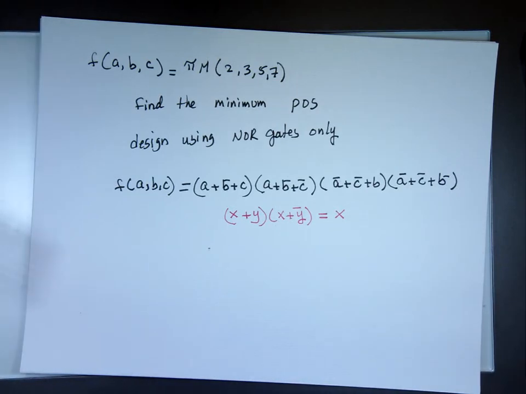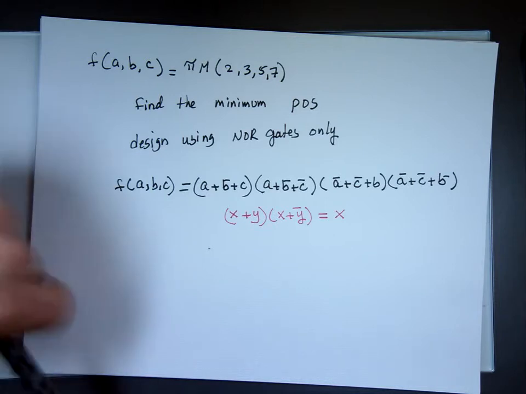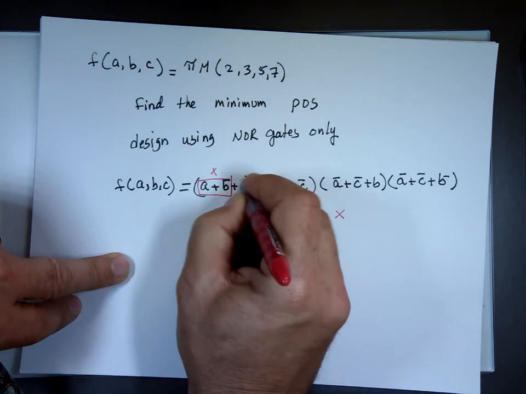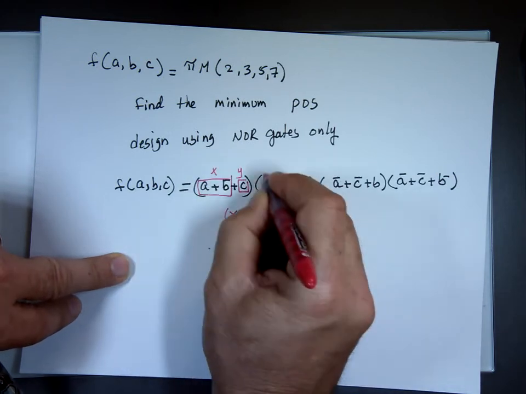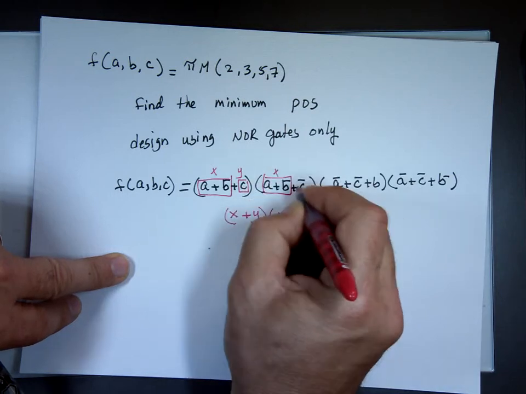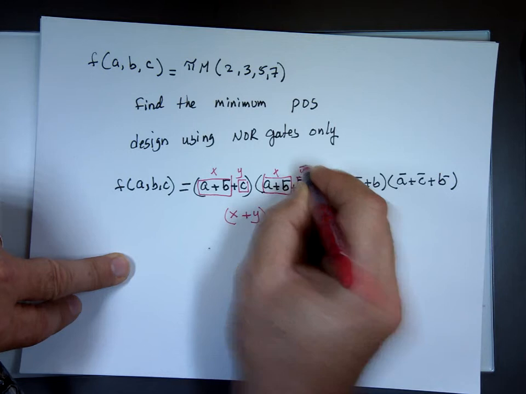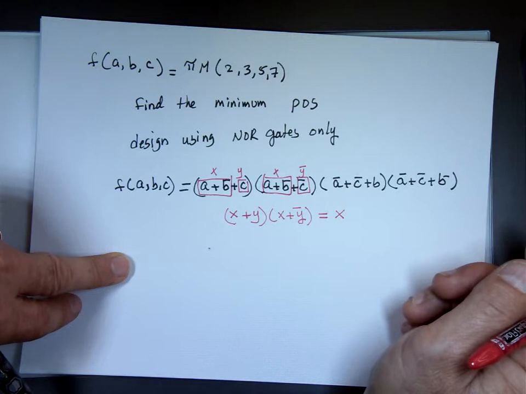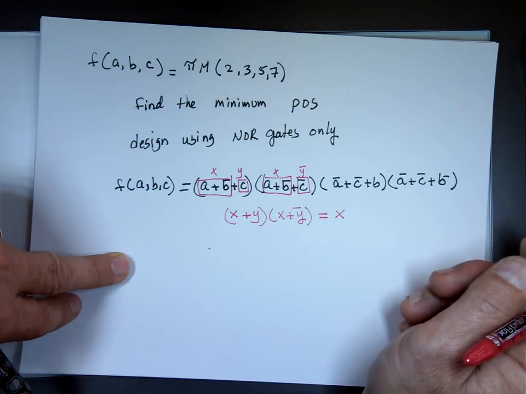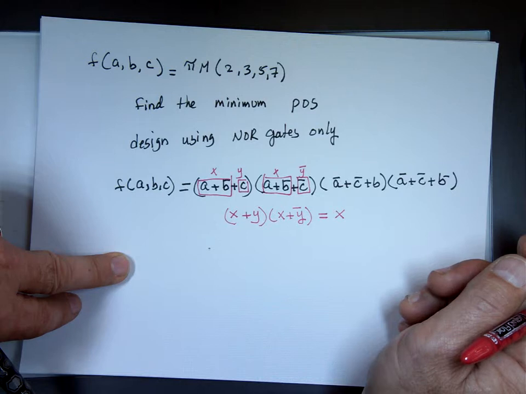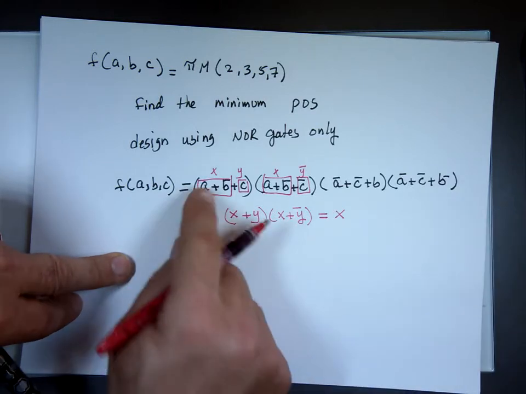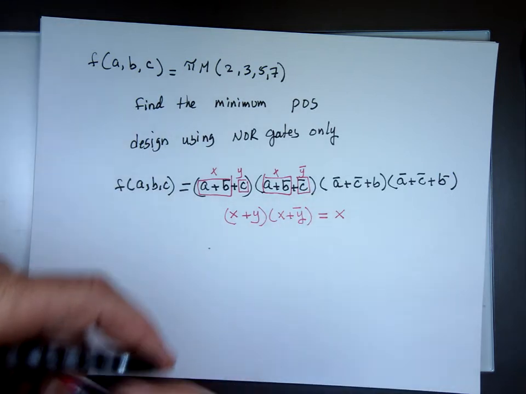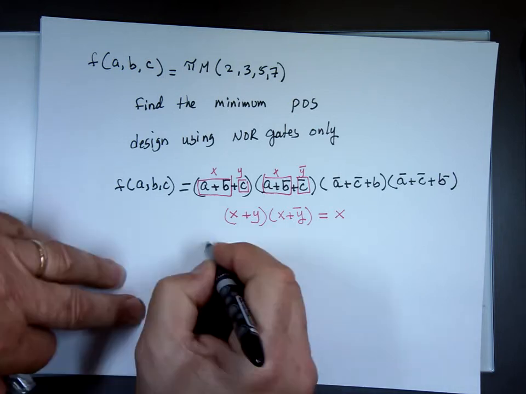And so if I apply that here, notice the first two. This is your x. This is your y. This is your x. This is your y bar. So you have a regular C and a C bar. It only works that way. You can't have two C bars for that expression. It has to be like this. So that's x plus y times x plus y bar, and the answer to that is x. X in this case is A plus B bar.